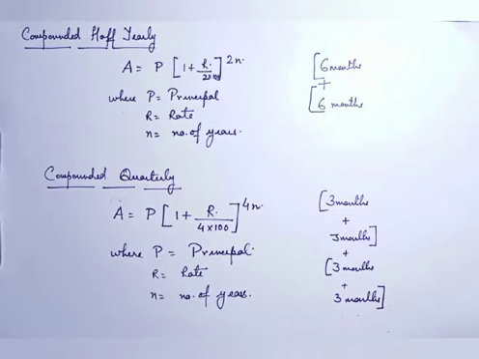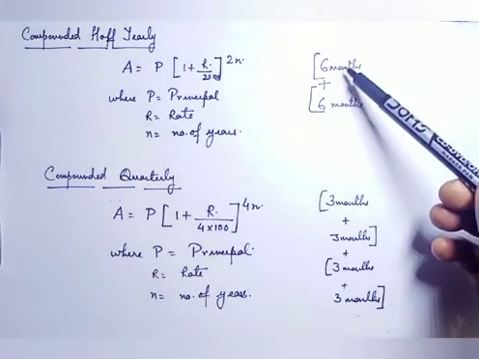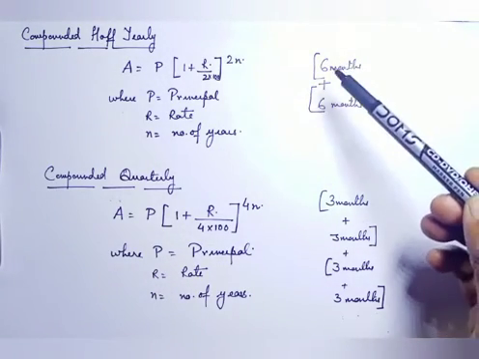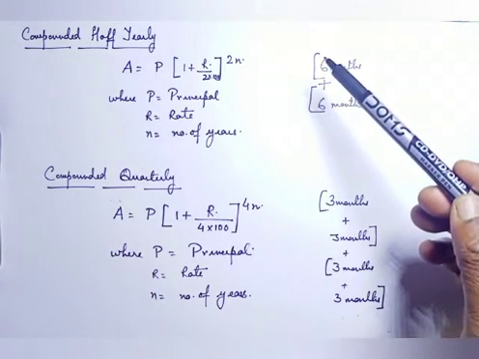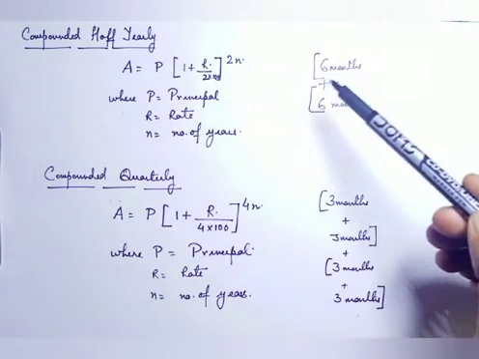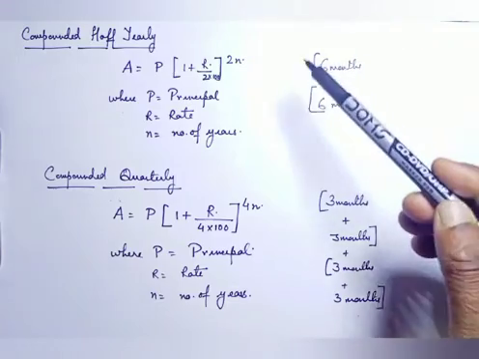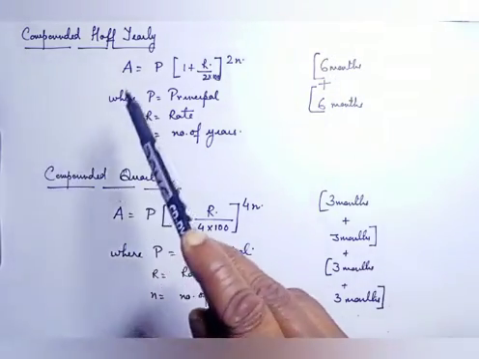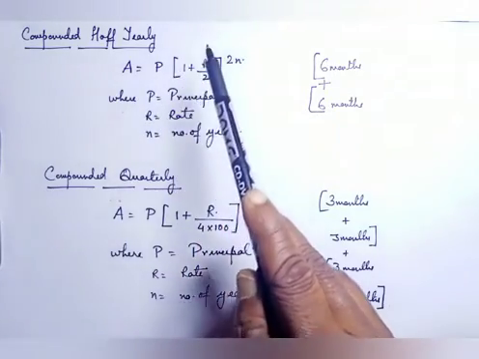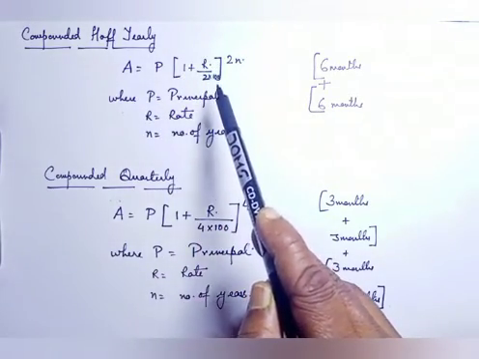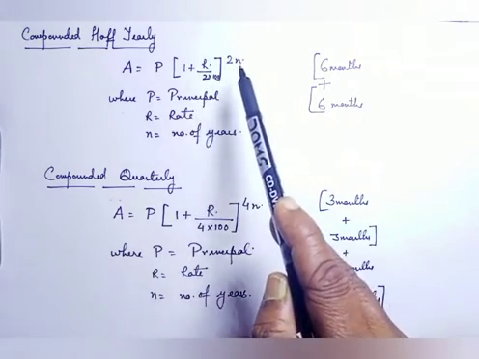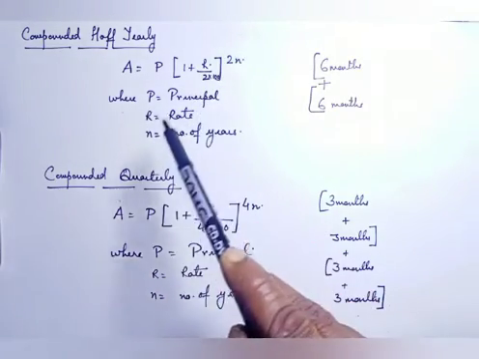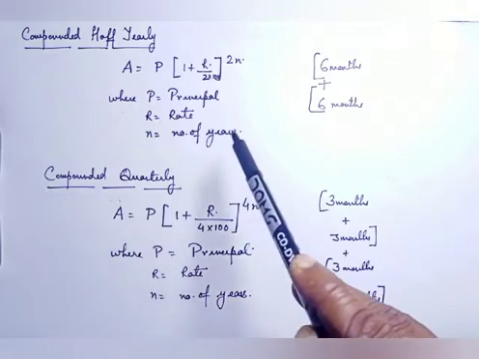Let us see another case, when the compound interest is compounded half yearly. It means 6 months plus 6 months, so half yearly means 6 months. So in a year the time duration is only 6 months, that is half yearly. The formula that we are going to use is amount is equal to principal into 1 plus r upon 2 into 100 to the whole power 2n, where p is the principal, r is the rate, and n is equal to the number of years.